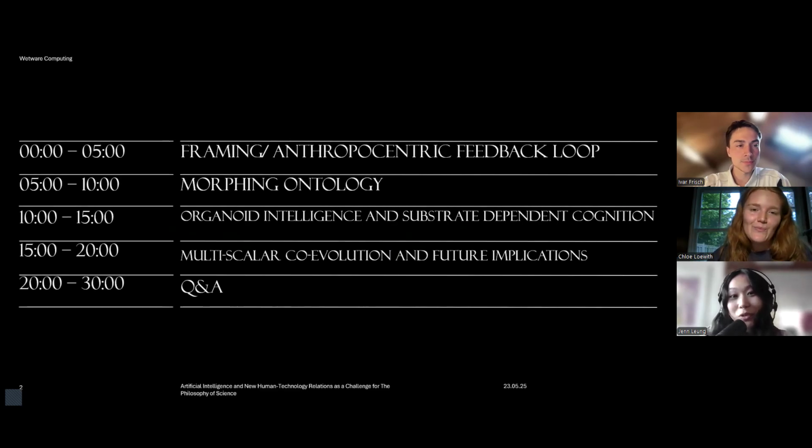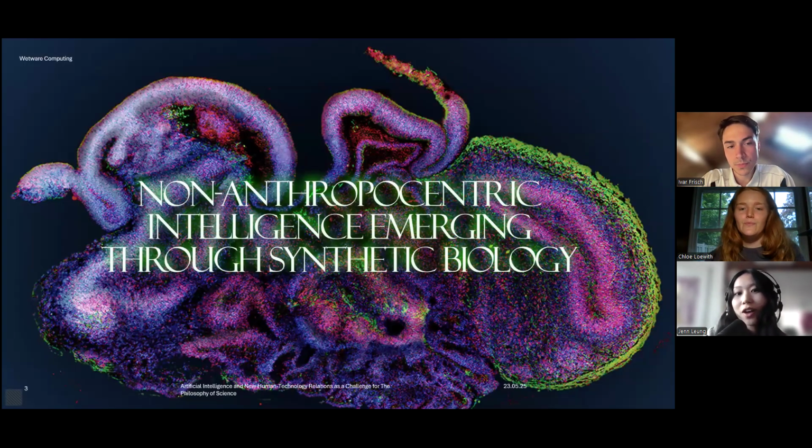So just to start off, we'll be starting with some framing and we'll get into our core ideas on morphing ontology, and we'll be using organoids specifically as an example today to talk about how we can develop multi-scalar coevolution with wetware computing. So we're going to introduce the idea of wetware computing as a form of non-anthropocentric intelligence emerging. Currently, wetware computing is emerging as a new computing paradigm that's alternative to artificial neural networks.